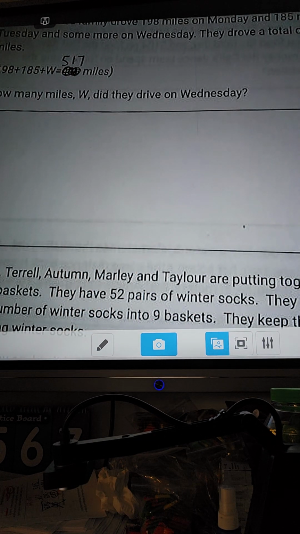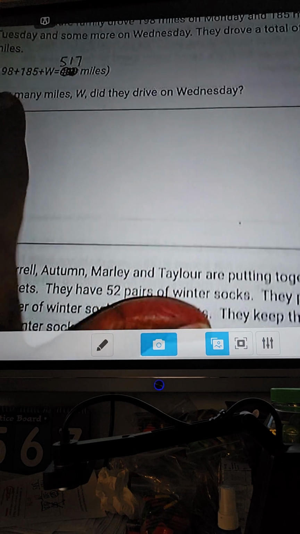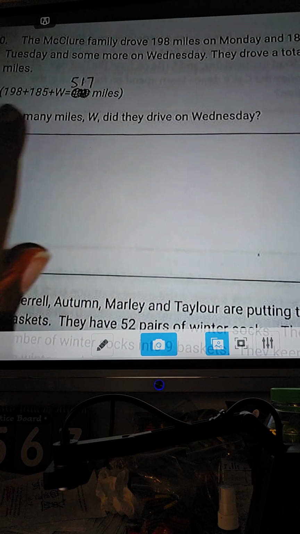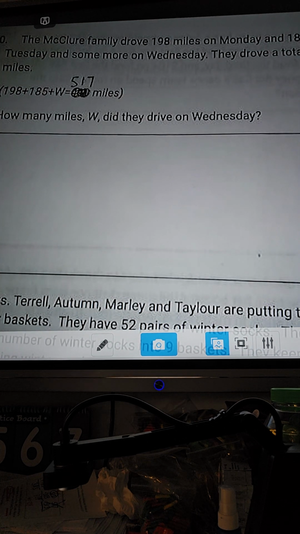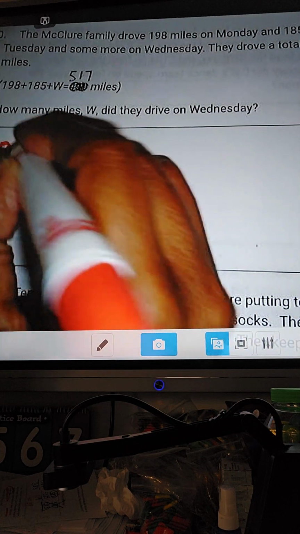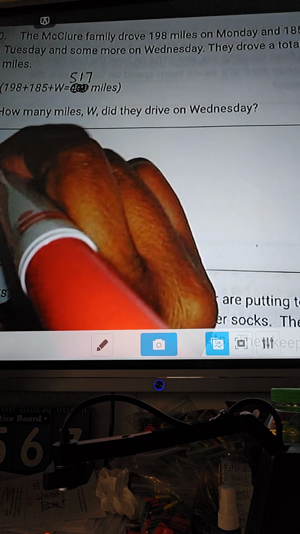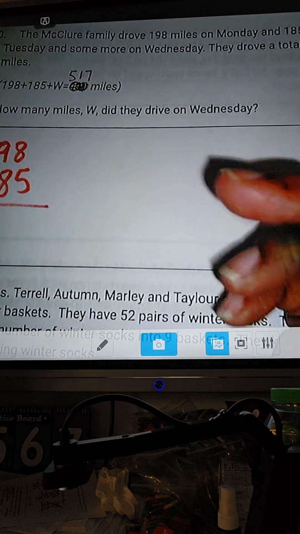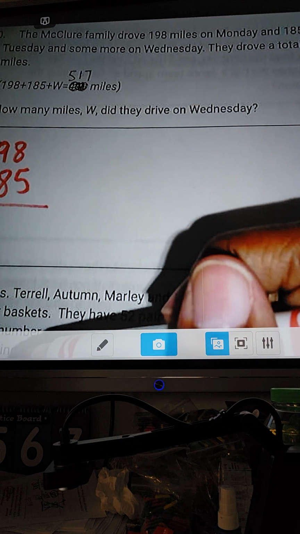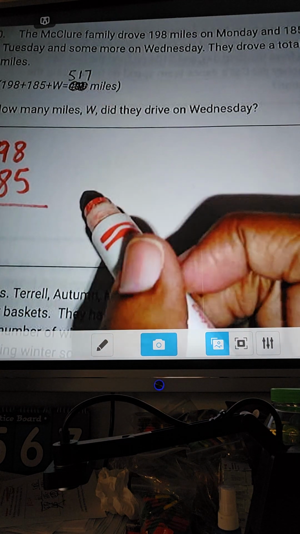So how do I solve? What do I first do? The first thing I do is subtract. Find your variable. We already have that done. They gave it to us. Oh gosh, what do we do? We add, y'all. But you can't do anything until you know how much you already have in order for you to figure what W is.